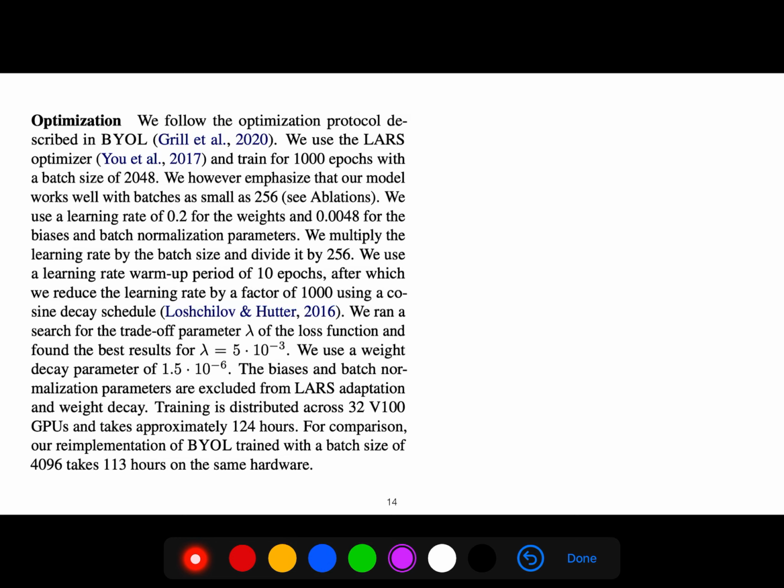For optimization, they follow BYOL that I've explained. We use the LARS optimizer and train for 1000 epochs with a batch size of 2048. Very big batch size. We, however, emphasize there are other works with smaller batch sizes, so you can also use as small as 256, which is enough. The learning rate is 0.2 for the weights, and a smaller one for biases and batch normalization parameters. We multiply the learning rate by the batch size and divide by 256.